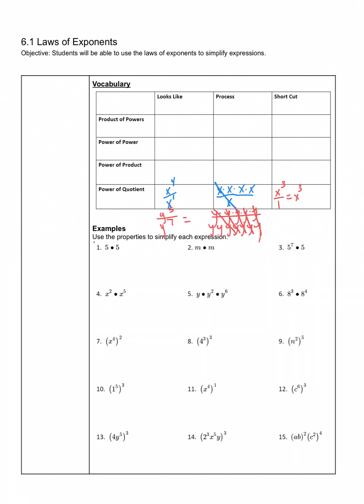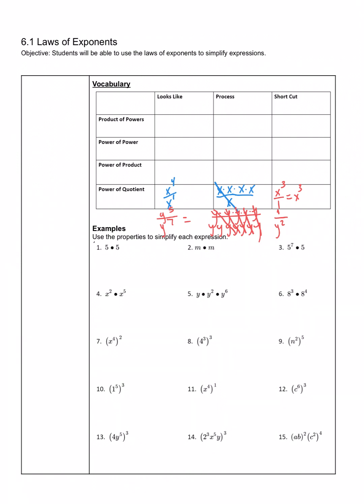So on this one, I have no y's left on top. So just like we did up in this with the x's, when I had no x's on the bottom, I put a 1 for a placeholder. Well, I have no y's on top, so I put a 1 for a placeholder. I have 2 y's left on the bottom, so that's 1 over y.